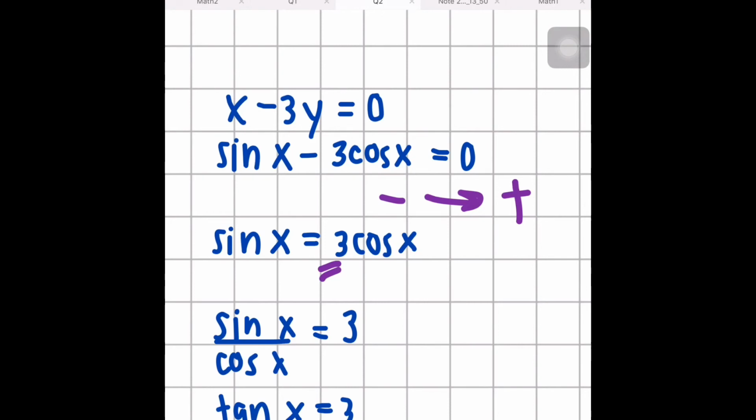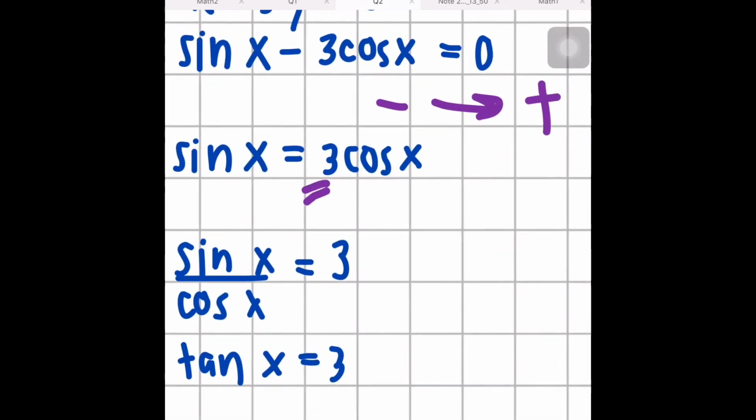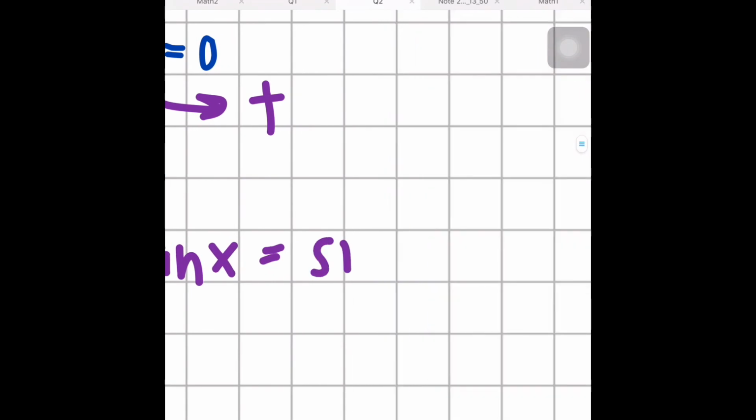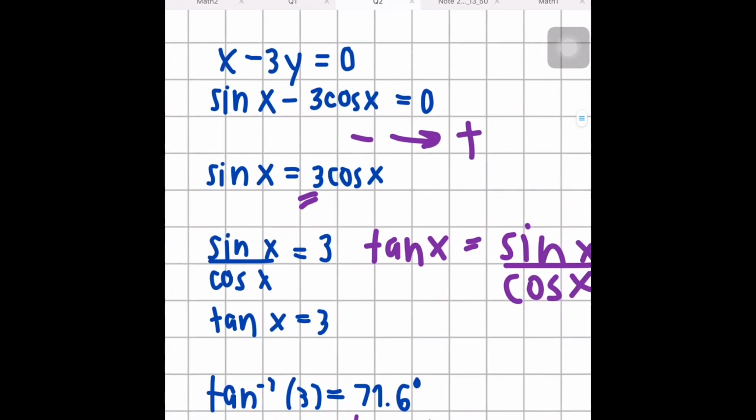Then move cos to divide on the other side. It will be sine x over cos x. And as I said in the first equation, tan x equal to sine x over cos x. We will use the identity, so we replace sin x over cos x with tan x. So tan x equal to 3.